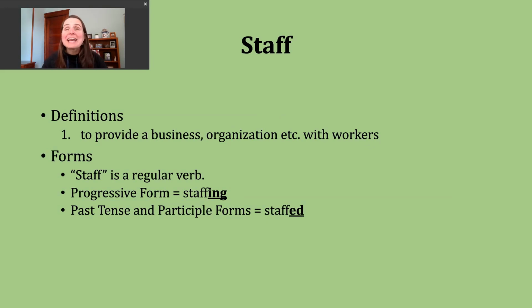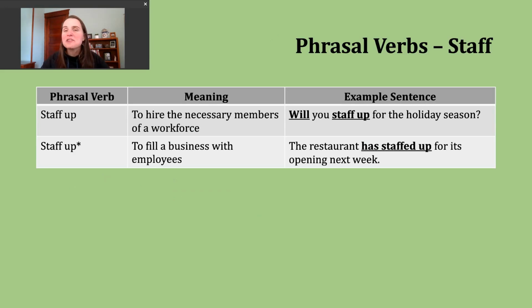You should also know that staff is a regular verb. To make the progressive form of this verb, all I need to do is add ing, and that forms staffing. The past tense and participle forms of this verb can be made by adding ed. Now our base verb, staff, ends with an unvoiced F sound. This means that our ed ending is going to make a T sound, and it should sound like this: staffed, staffed.